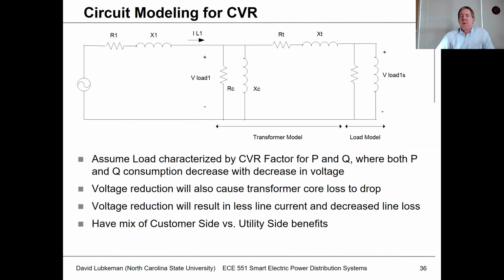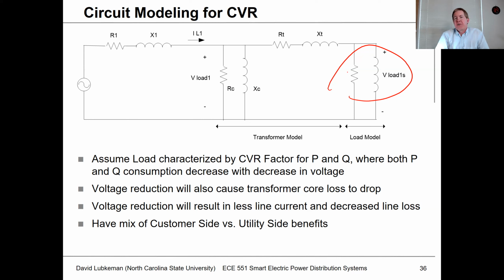So the modeling is going to be different in a couple of ways. First thing is we move away from a constant load model, a constant power load model. We assume that there's going to be a constant impedance, constant current characteristic. So if I can drop the voltage, I drop P and I drop Q.